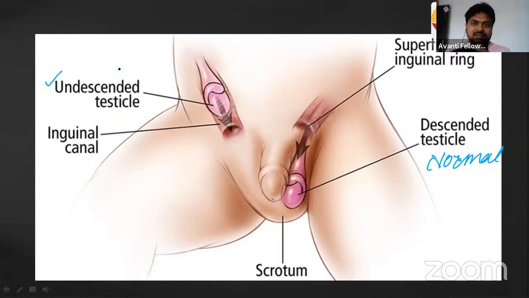Can anyone tell why it is wanted in the scrotum only? Is there any issue if it stays in the abdomen? Please answer, guys, if you know about it.